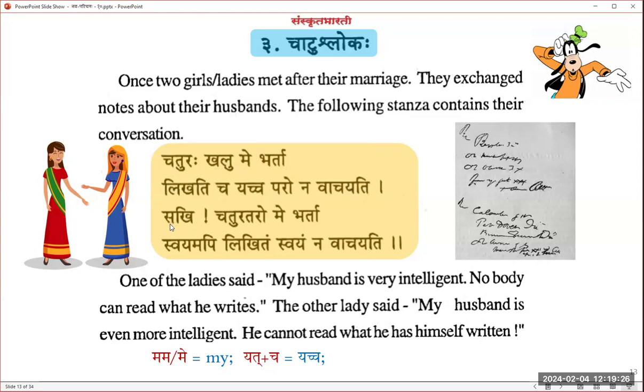The other lady saying, "Hey Saki, hey dear friend, Chatura taraha mama bharta me mama." Alternate form. So Chatura taraha mama bharta or Chatura taro me bharta. My husband is even smarter than yours. What are you saying? Swayamapi likitam swayam na vachayati. So whatever he himself has written, he himself doesn't read or he is unable to read. That sense.